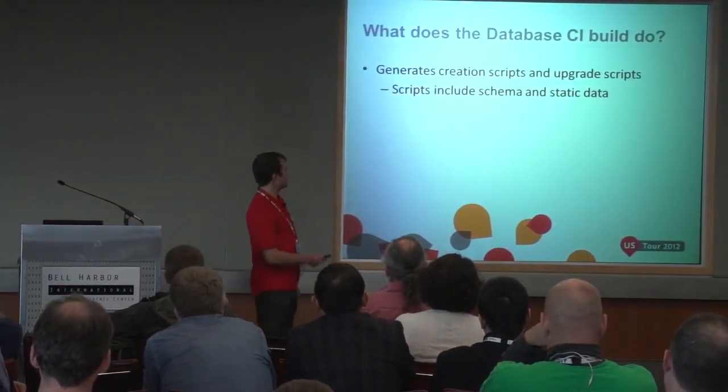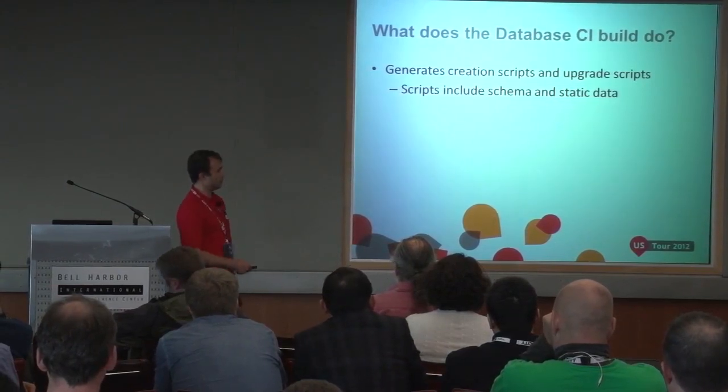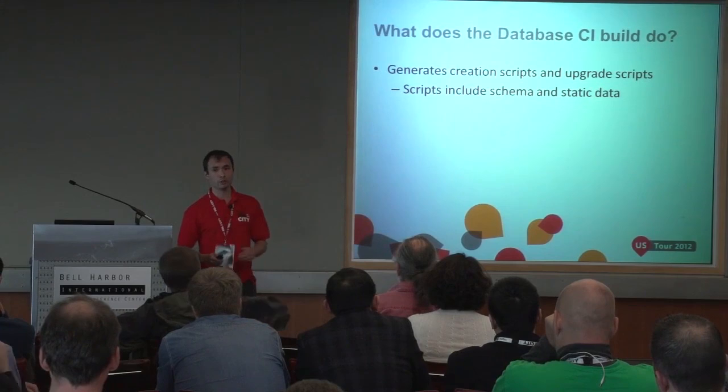So what does the CI build do? What we're doing is generating creation and upgrade scripts. The scripts include schema and static data, so your lookup tables go in source control as well.